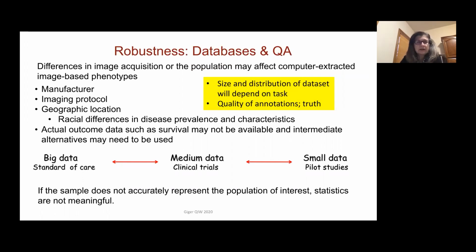So if you have a very easy task, you won't need that many cases. And is it a binary yes or no type decision, or does it span multiple severities of the disease? That will also influence the size and distribution of the data set. And also the quality of the annotation and truth. If you get your data from multiple places, maybe one institution is very careful about reading that pathology report and the other one isn't. So it's always good to double check the truth.